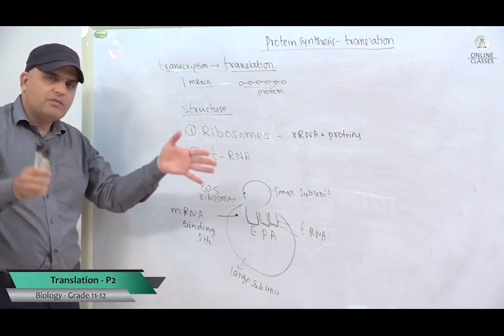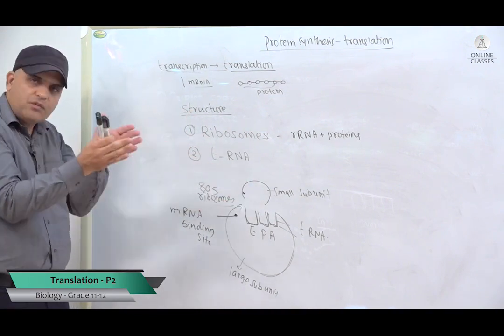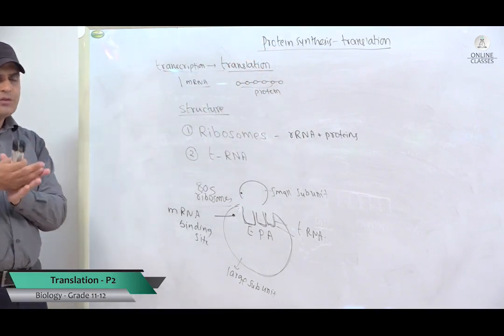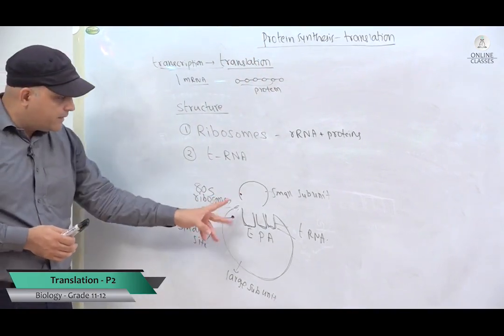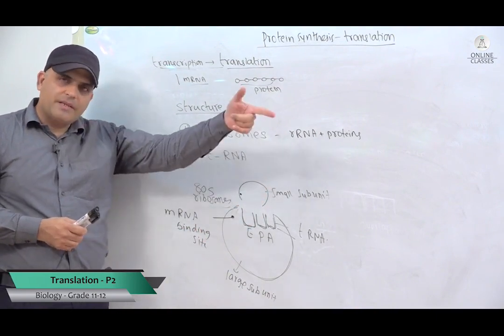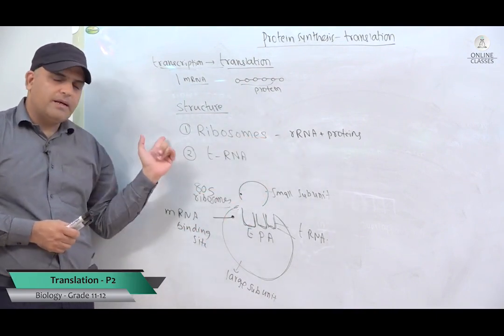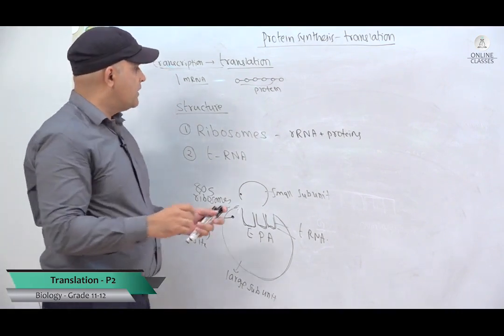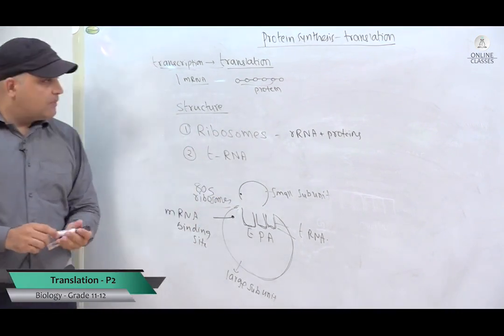So this is the place which will bind the tRNAs and the mRNAs together, and these are the sites of translation. So where does translation take place? On the ribosomes. Either the ribosomes are freely present in the cytoplasm, or, as you know very well, they are attached to the endoplasmic reticulum. That will be called the rough endoplasmic reticulum.